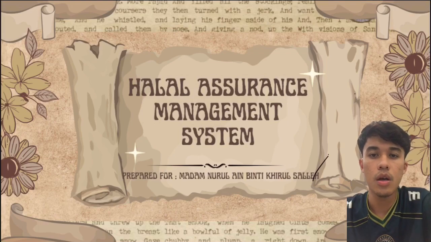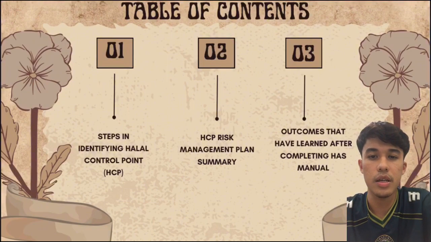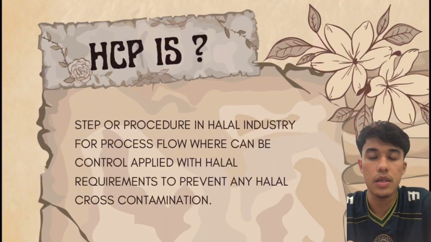22030110. So today I'm going to present about halal assurance management and the HCP, halal critical point. For this table of contents, we can get the steps to identify the halal control point, HCP risk, risk management plan summary, and the outcomes that I learned after completing this task, which is the HAS manual.